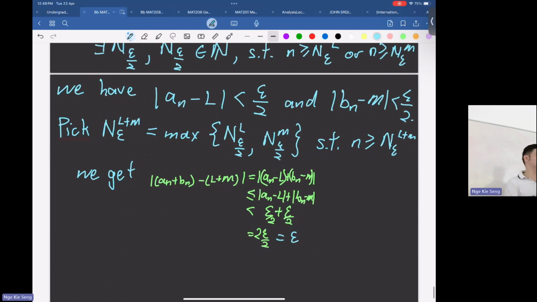Does it make sense? A question or not? We need to pick the larger one. Why? Because maybe Bn hasn't achieved, let's say the n for Bn is greater. Maybe before that n, the Bn hasn't achieved the epsilon over 2 gap. So we need to pick the larger one, get the maximum of. Makes sense, okay or not?